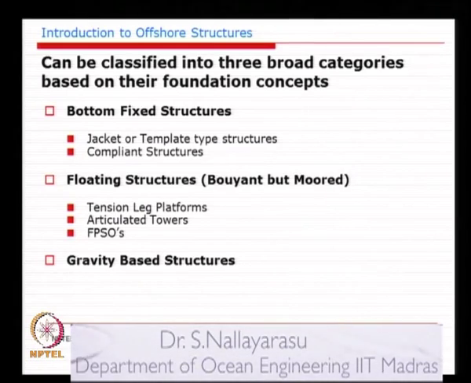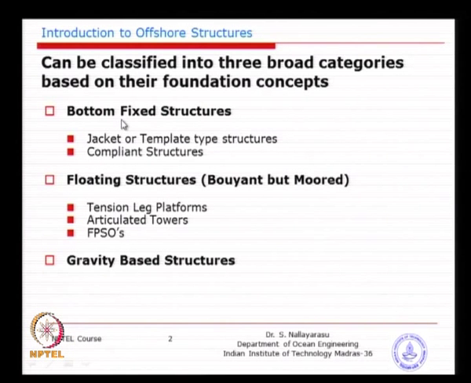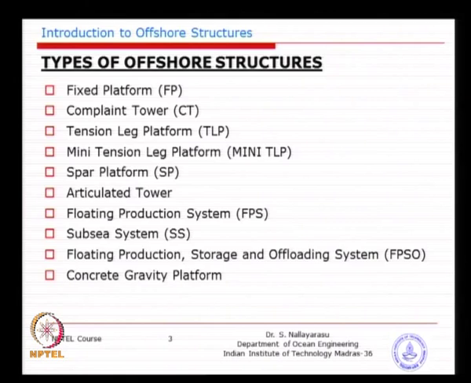So, we will be focusing in this course on the bottom fixed structures, and especially to a great extent the jacket or template type structures. I think one by one we are going to see some pictures as well, and understand the concept of how the load transfer is happening. Fixed platforms and compliant tower are both fixed to the ground type. Then the remainder are almost all floating type, which we will go through one by one, and the last one is the gravity platform.